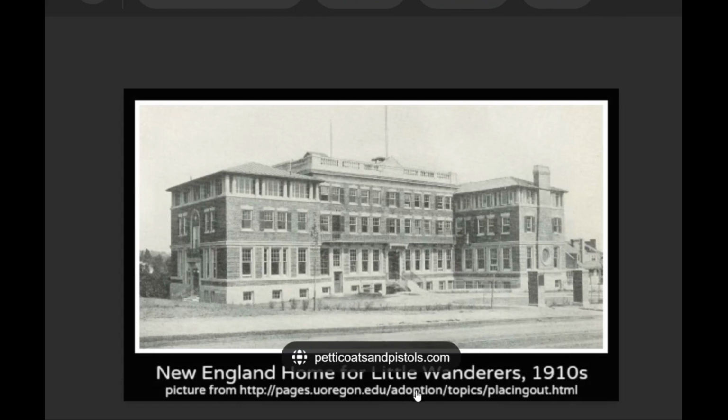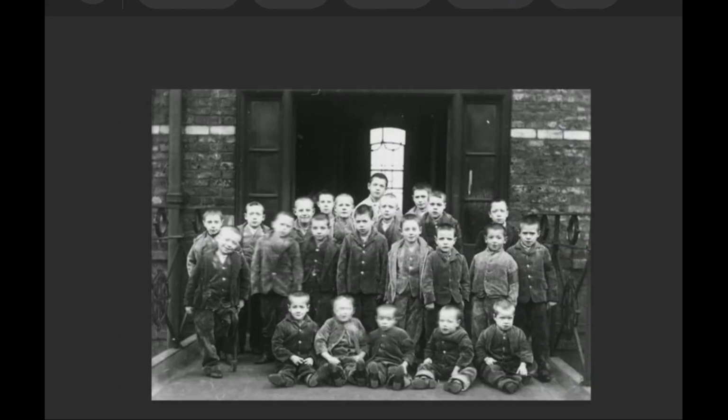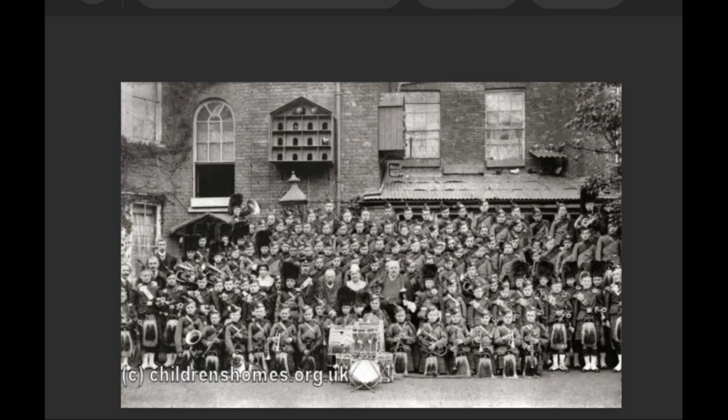New England's Homes for Little Wanderers, 1910. These were the little wanderers. And look at this, so they're now training them to be soldiers.